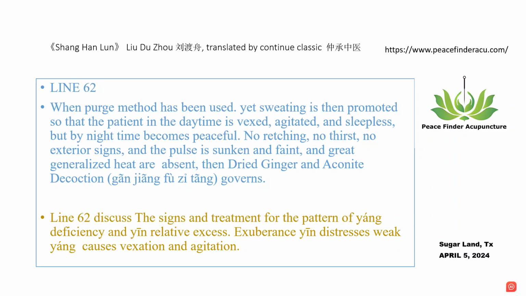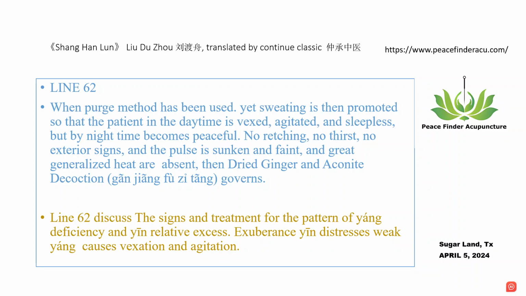Normally, at night, the yang qi recedes. Yang is debilitated and yin overly exuberant, and weak yang has no strength to struggle with exuberant yin in this situation, so at night the patient is tranquil. If great generalized heat were present, it would mean that yin and yang were about to separate and the situation would be extremely critical. The condition of this line has not reached the critical stage.